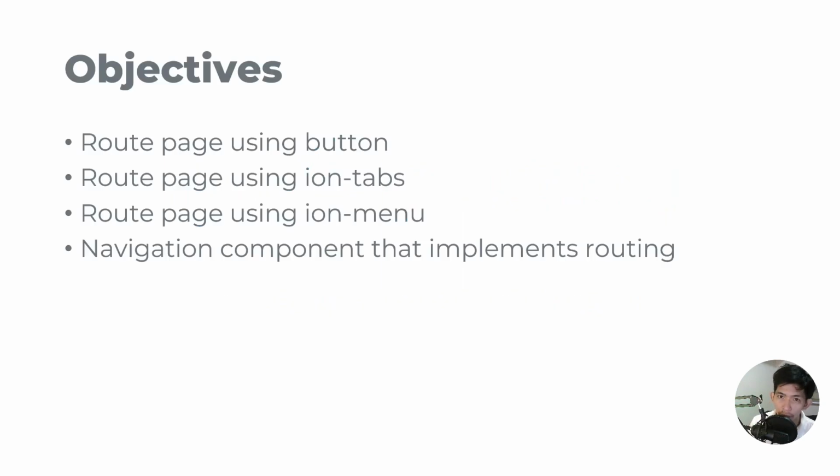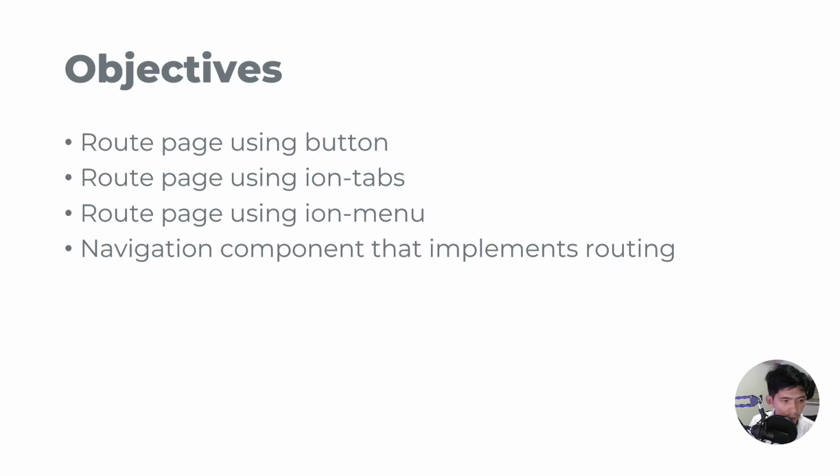So number one, magra-route tayo ng page using button. Number two, we are going to implement ion tabs, and then using ion menu, and lastly we are going to create another component, okay, so shared component na nag-i-implement ng routing, kasi meron kayong isang ito-tweak whenever that you will be implementing this kind of component na nakahiwalay.